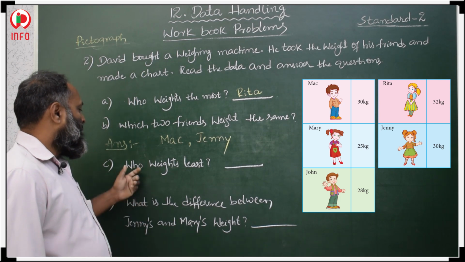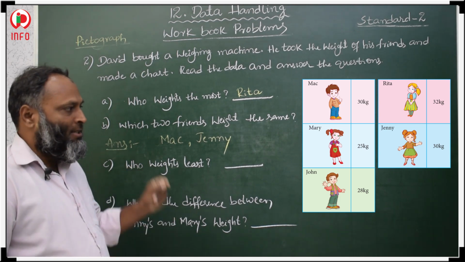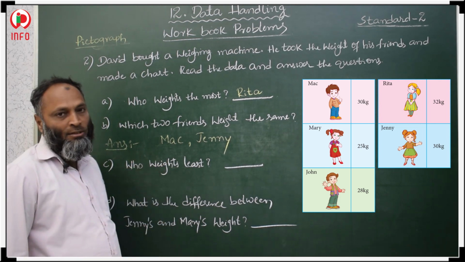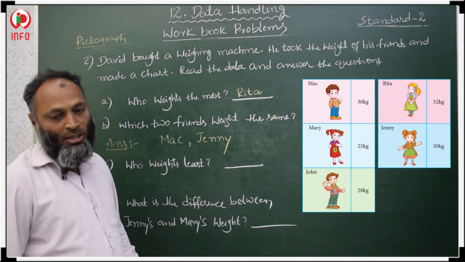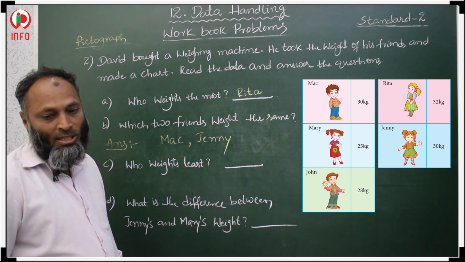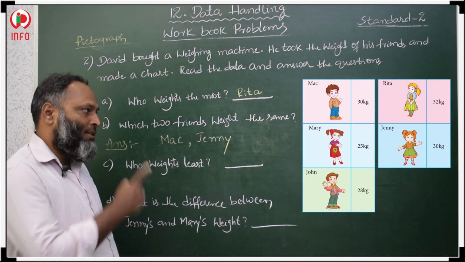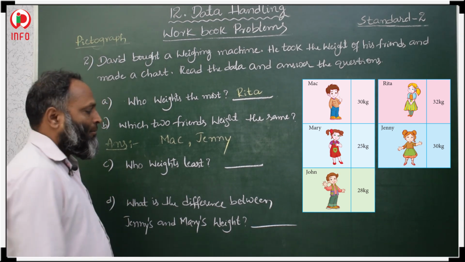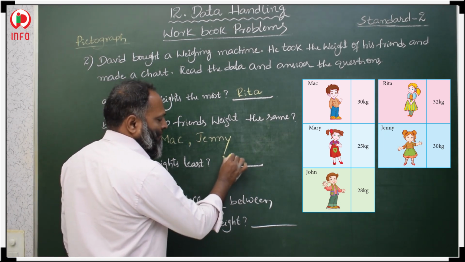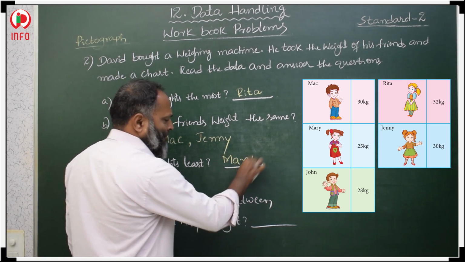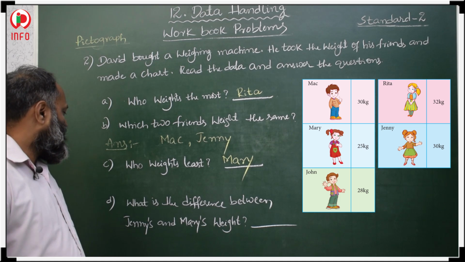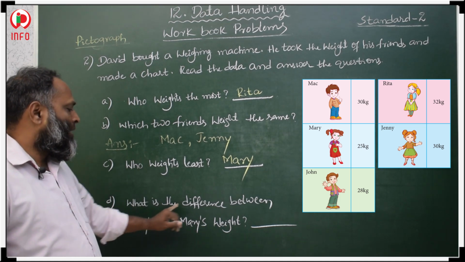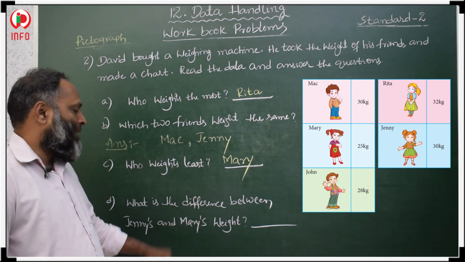Next, who weighs the least? Least means least value, lowest value, smallest number, smallest weight. So in that, the smallest is 25 kgs. Who is having 25 kgs weight there? So, Mary. Mary's weight is 25 kgs.